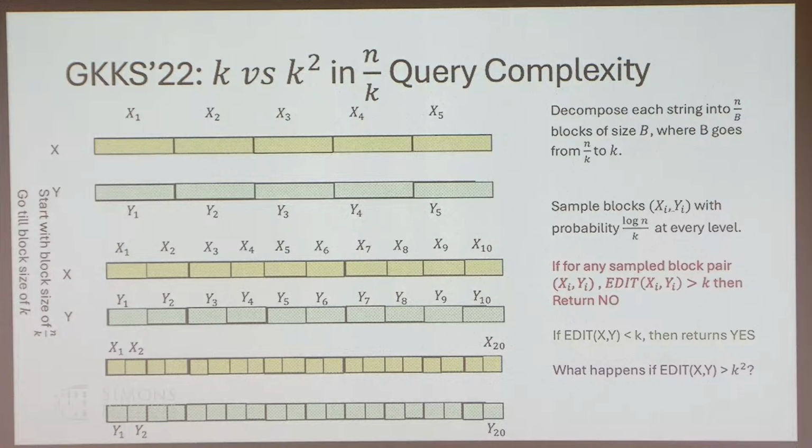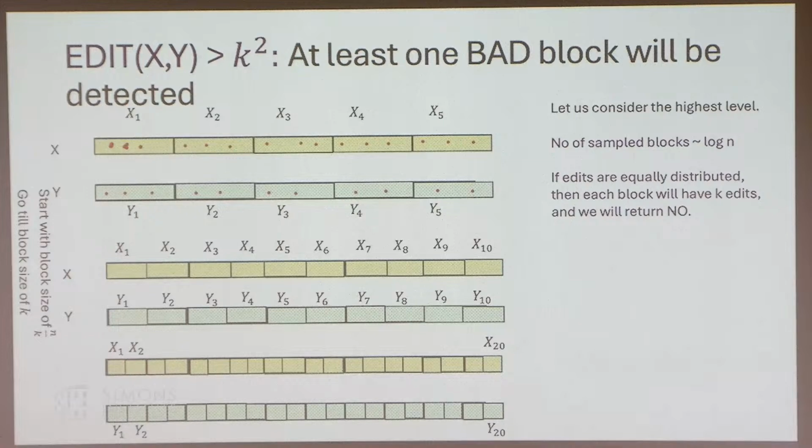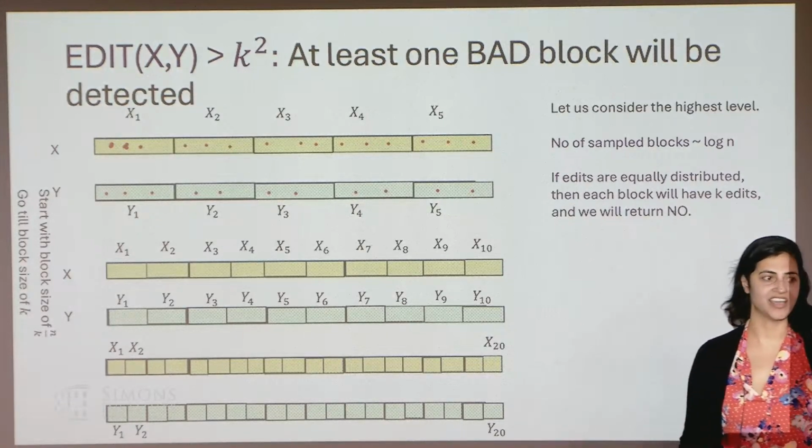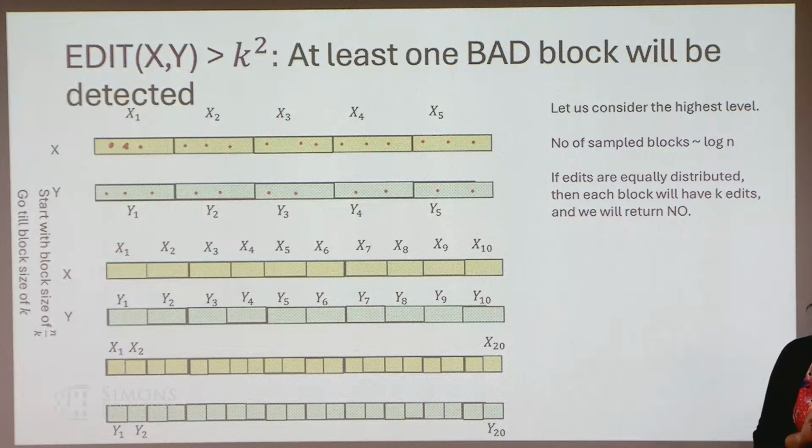What happens if your edit distance is really large, greater than k squared? At that point, you really want to find at least one sample block for which the edit distance will be greater than k, so you'll be returning no. So the question is whether there is at least one bad block you can detect using this kind of sampling procedure over these multiple levels. If you can detect one bad block, then you are good.